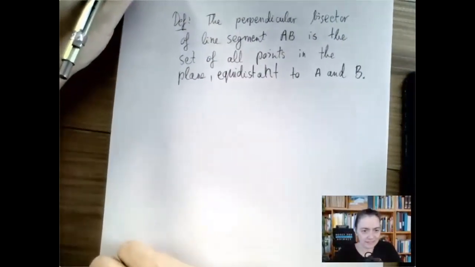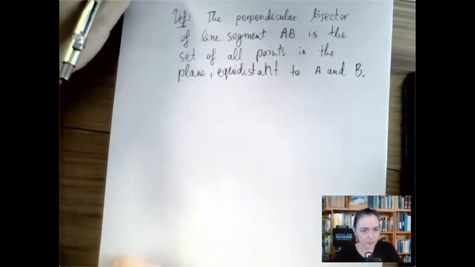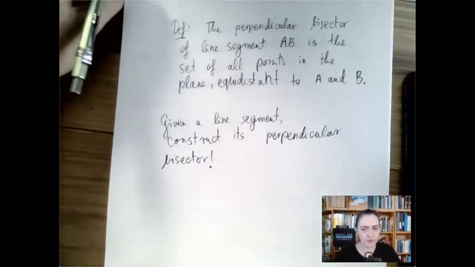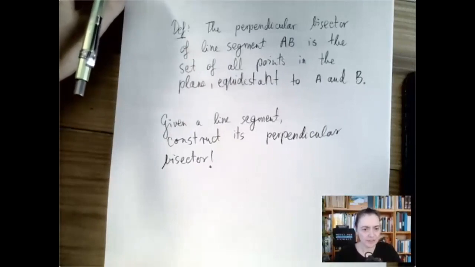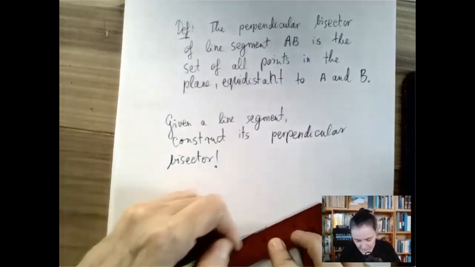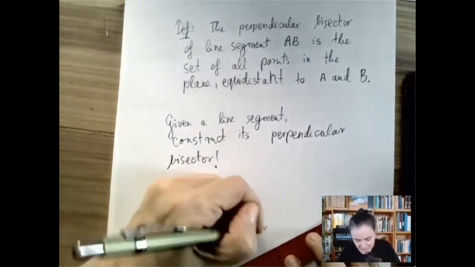So let's start with, given a line segment, construct a perpendicular bisector. So one of the first construction problems is you're given a line segment. And again, you're not given coordinates. You're not going to be given a number for the length. You're actually going to be given the drawing of a line segment.